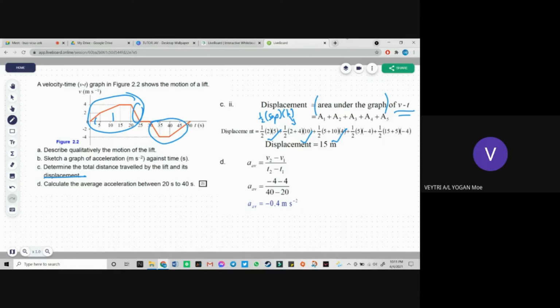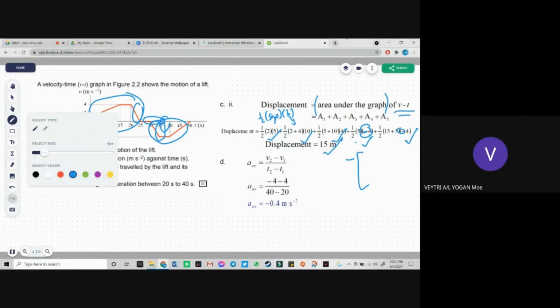Okay. Next, ini 1 over 2, length dia 5 kan? Tapi height dia negatif. Sebab itu sini, sebenarnya tak payah tulis tolak and break bracket. You can just continue if you know where the negative is. Same thing over here. You guys can just go on with the negative. Okay? You get a displacement of 15 meter. That is for displacement.